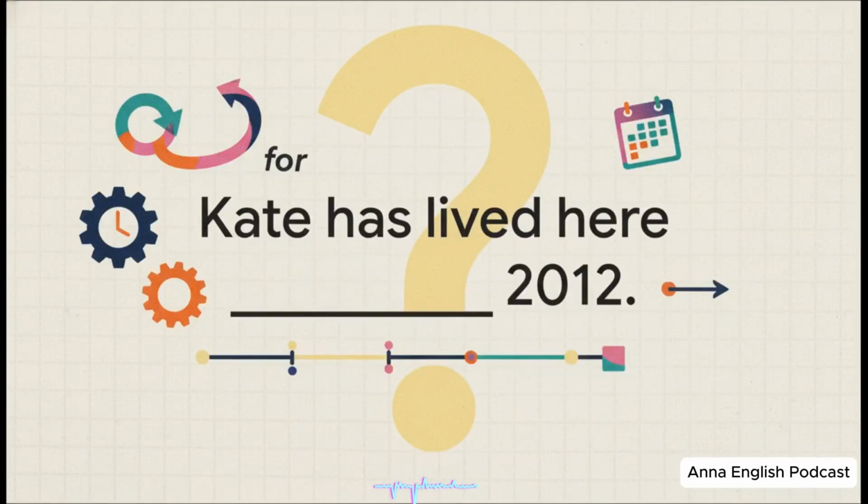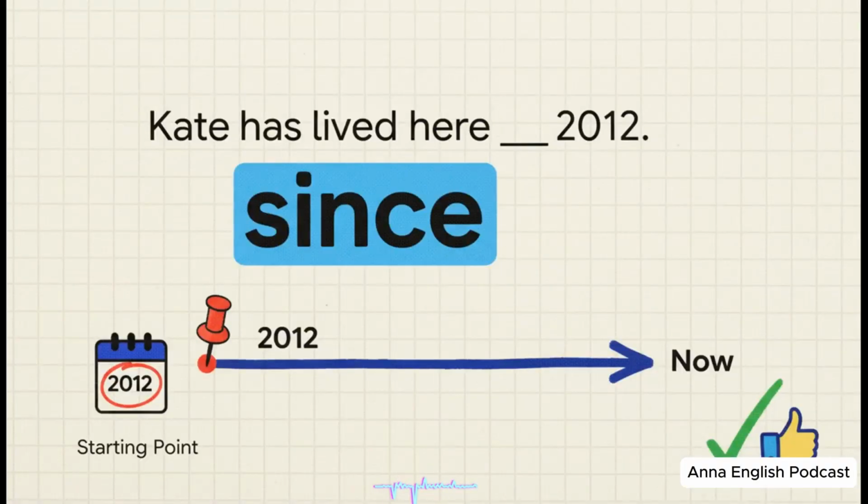Kate has lived here, blank, 2012. So what do you think? Is 2012 a duration, a period of time, or is it the specific year she started living here? Exactly. It's a starting point. It's a specific year on the calendar. So the answer is since. Kate has lived here since 2012. You are doing so great.